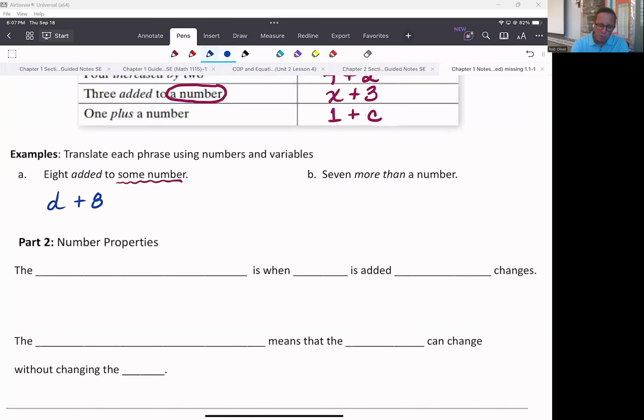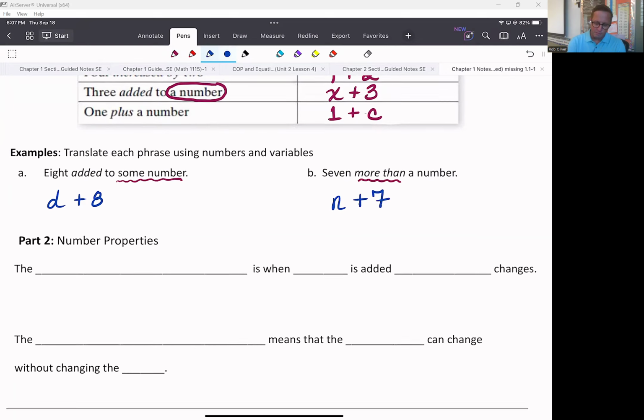All right, 7 more than a number. We don't know what that number is again. We're kind of seeing a theme here, right? These are very easy. So 7 more than a number. I'm going to make n the number, so n plus 7.